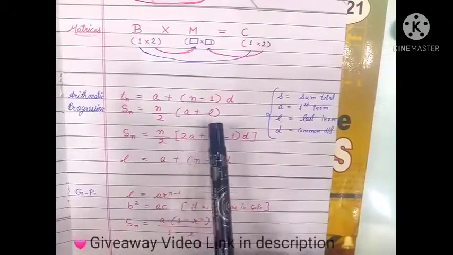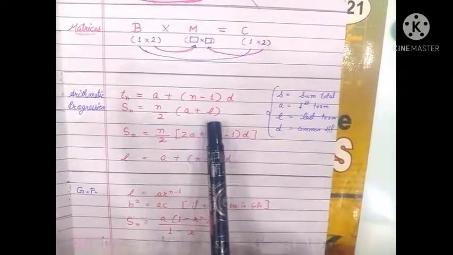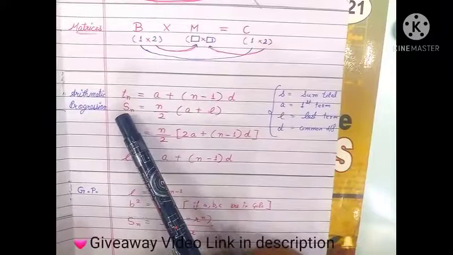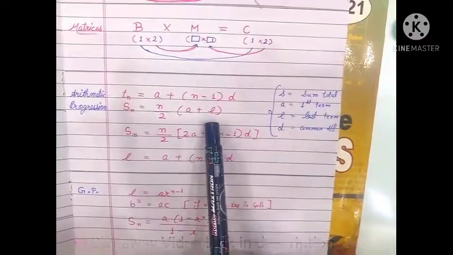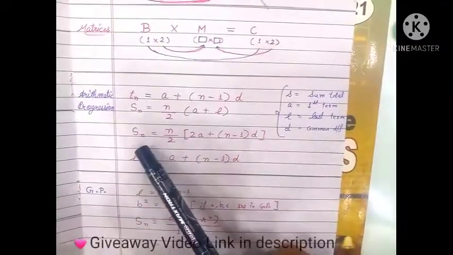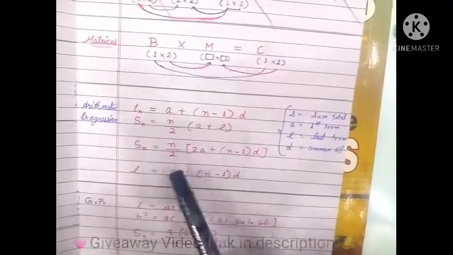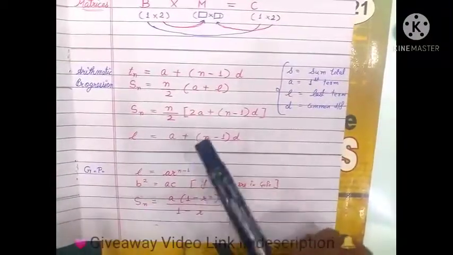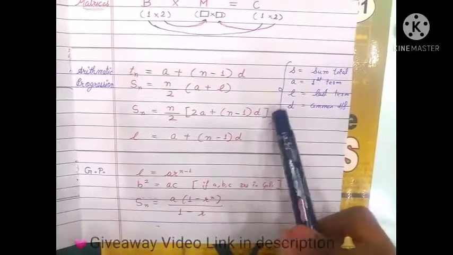Okay, if in the question the last term is given, then it is asked to find sum total, then you need to apply this one. If the last term is not given, you need to apply sum total is equals to n over 2 in square bracket 2a plus n minus 1 d bracket closed.